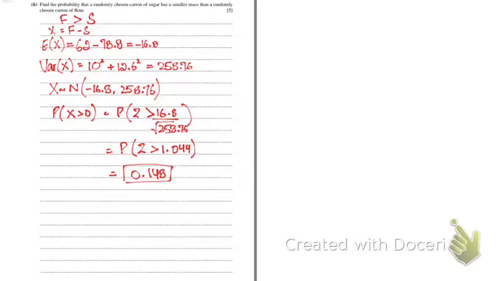So this was the second part of question number 6. We had to find X greater than 0, that is the difference F minus S needs to be positive. And we found the new mean, we found the new variance, and then we just use normal distribution to find our probability.